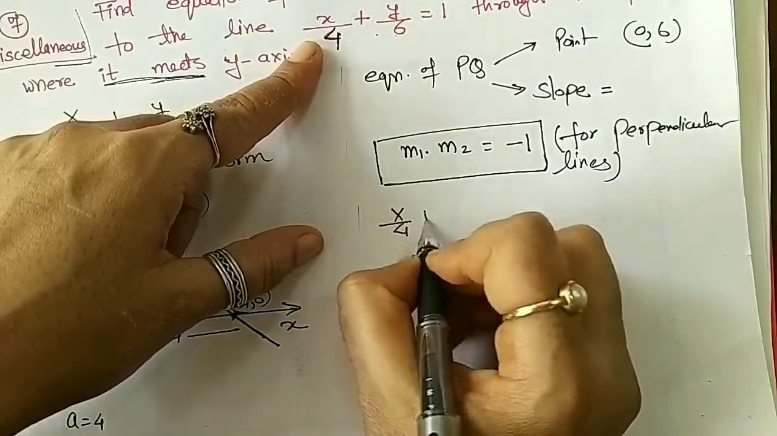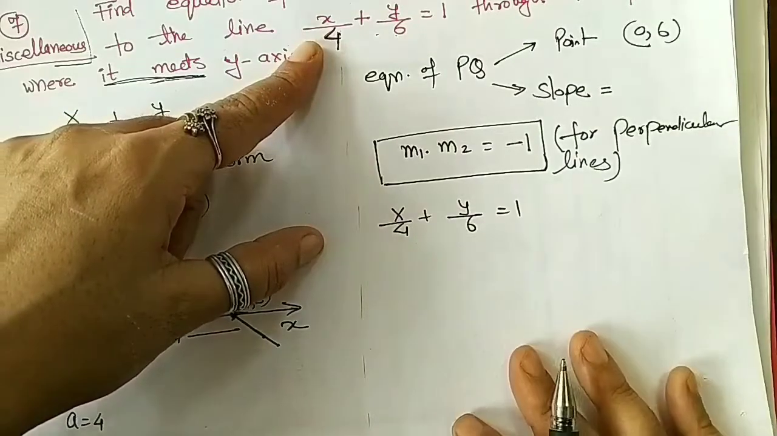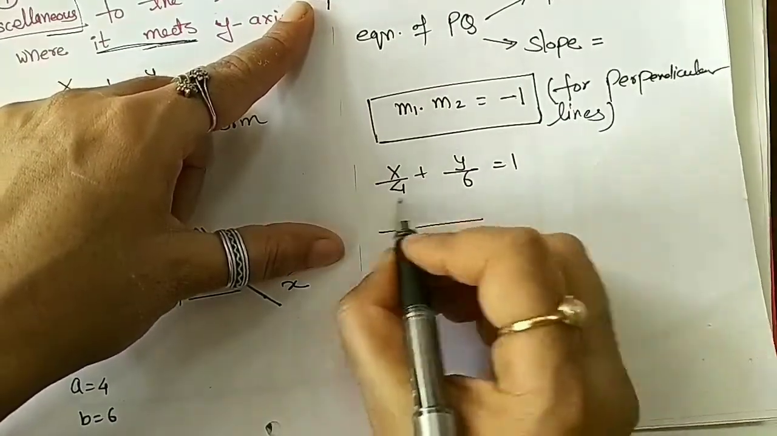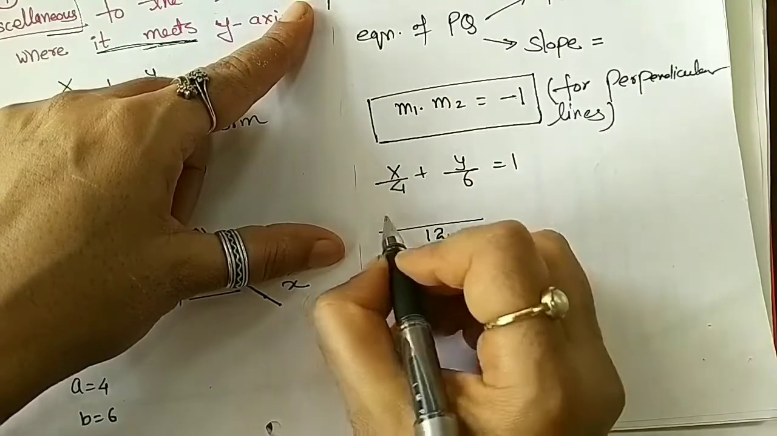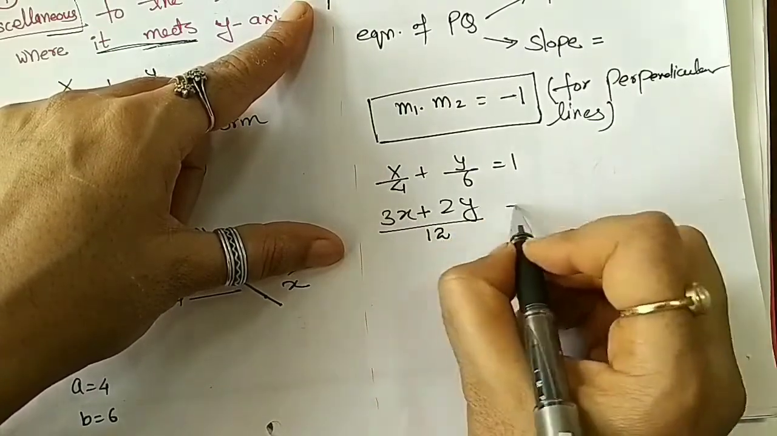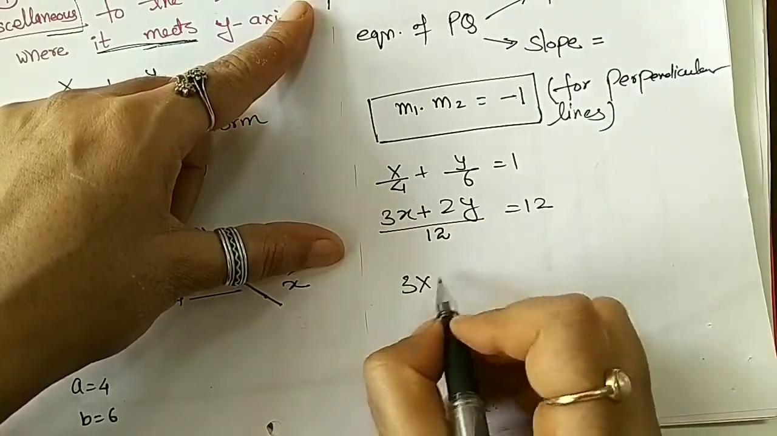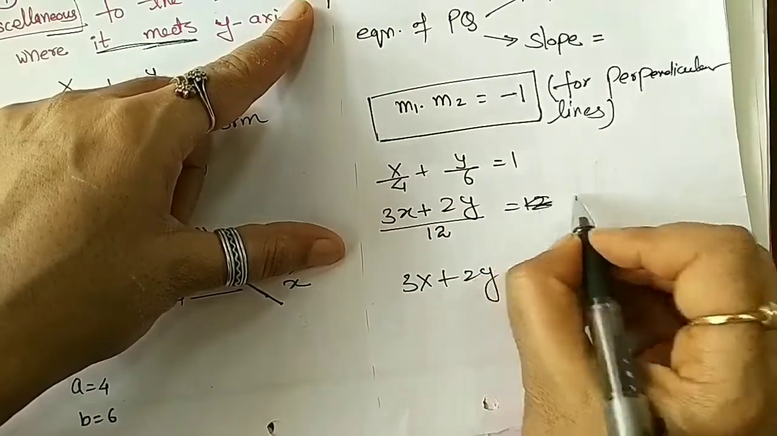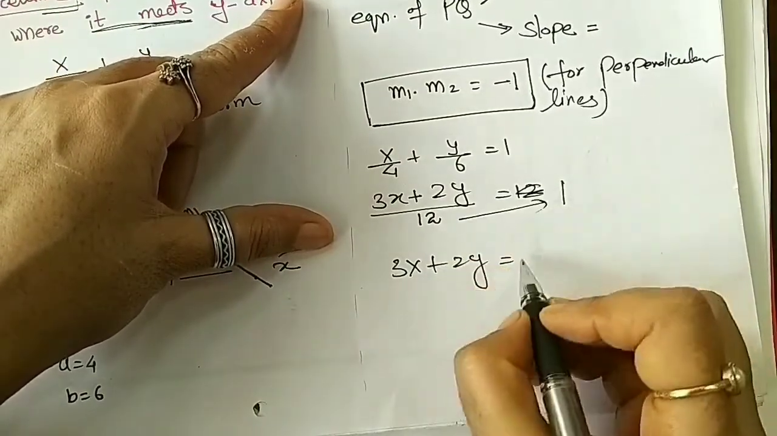See carefully guys, this is my equation. First let me simplify it. So its LCM is 12. So this is 3x plus 2y is 12. So can I write it: 3x plus 2y is equal to 12.